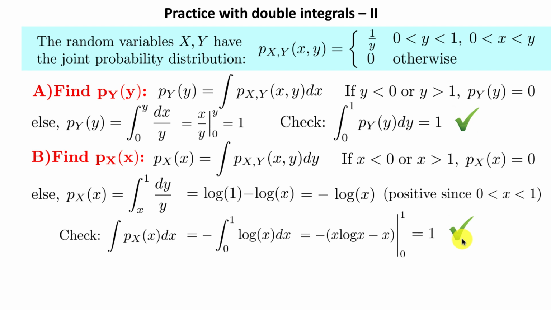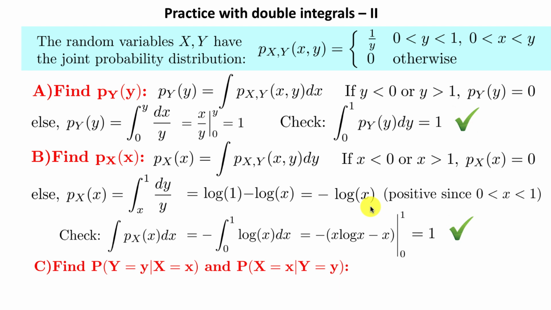We now have both marginal probability distributions. One is this, P_Y of y equals 1, and the other one is P_X of x equals minus log x. From this, we can get the conditional probabilities. So let's first ask, what is the conditional probability that y is equal to y given that x is equal to x? And then ask, what is the probability that x takes the value x given that y has taken the value y?